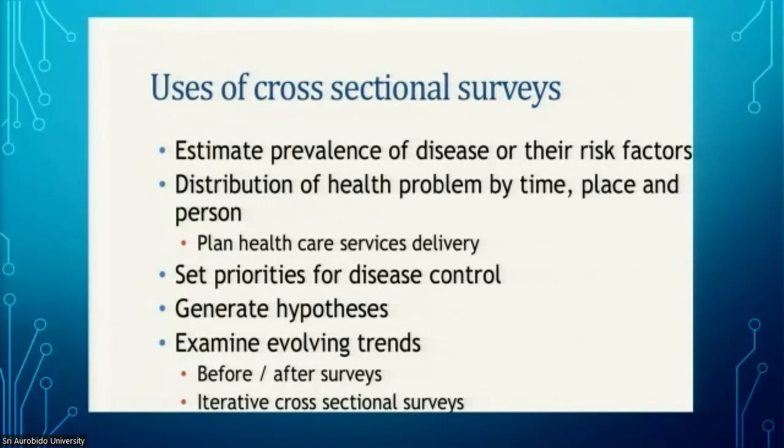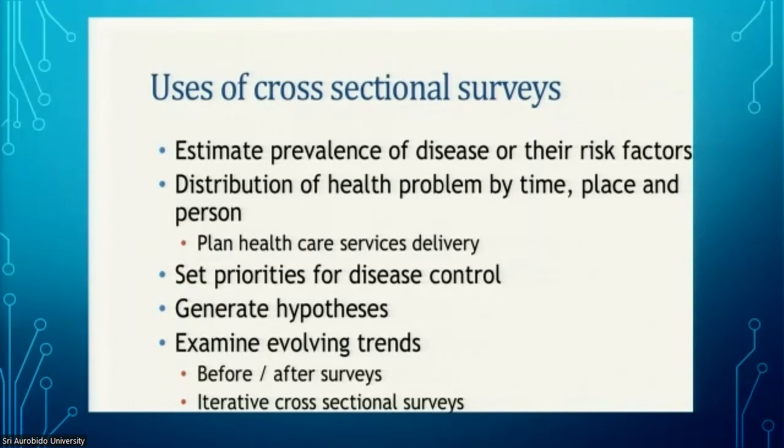They estimate the prevalence of disease or their risk factors, distribution of health problem by time, place, and person, set priorities for disease control. They help us in generating hypothesis. आपने cross-section survey में देखा कि शायद ये कुछ किसने स्मोकिंग किया है और स्मोकिंग से लंग कैंसर हुआ है, जो कि हमारा गोल्डन एग्जाम्पल है. बट एट दैट point of time, you can just generate the hypothesis that is your cross-sectional survey. You cannot conclude anything from this hypothesis.